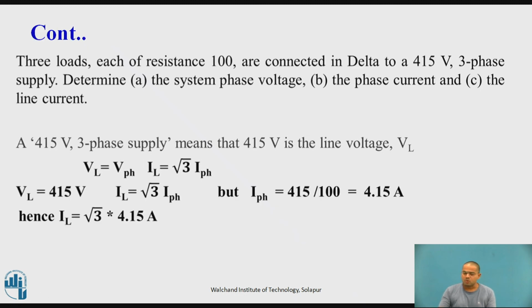Let's solve some more problems based on it. In the case of delta, there are 100 ohm resistances connected in delta, and there is a line voltage of 415 volt. You have to determine the phase voltage, phase current, and line current. For the delta connection, these are the relations, and when you put the line voltage 415, you will get the phase current as 4.15 ampere, and the line current is root 3 times of this.